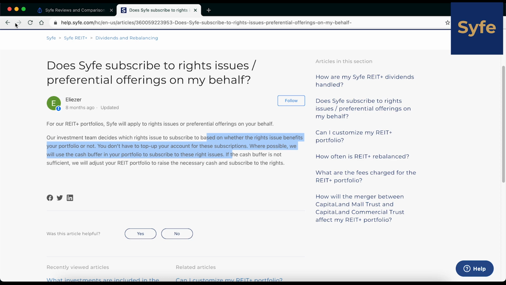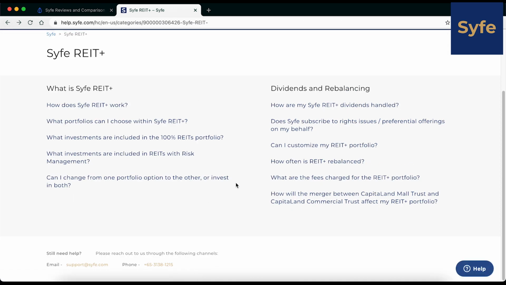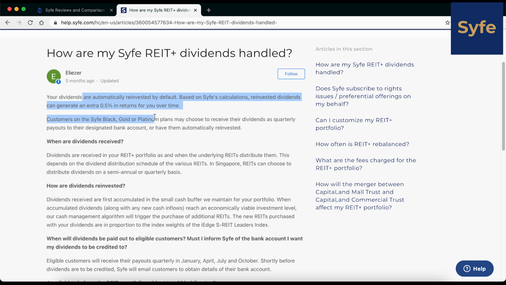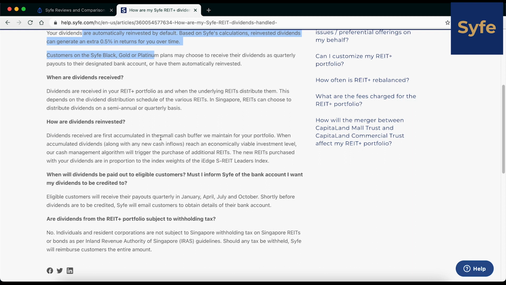Just let them do what they want, as long as they deliver profits. Okay, what about the dividends? Over here, your dividends are automatically reinvested. They will not come back to you in cash, but they will reinvest into the other REITs. That's good because you want to accumulate for the long term.